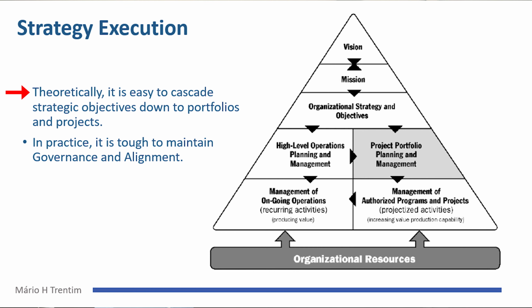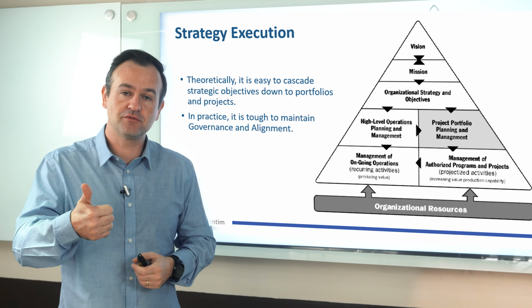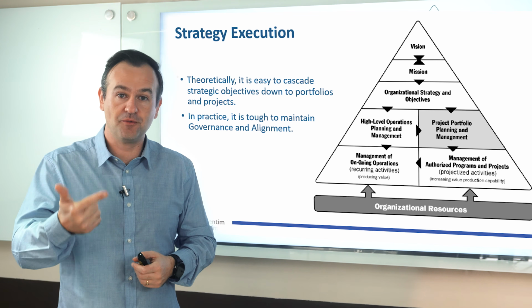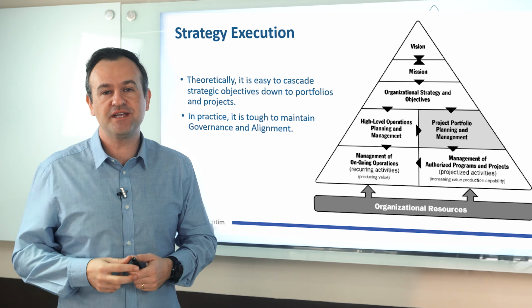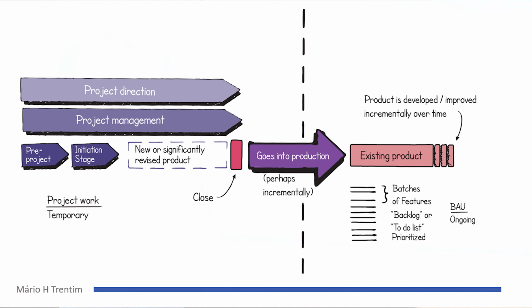Theoretically, it is easy to cascade the objectives, but in practice, it is very difficult to maintain alignment and also to ensure that you are executing your projects and completing the projects on time, completing the projects on budget, and also delivering the benefits we promised in the beginning of the project.